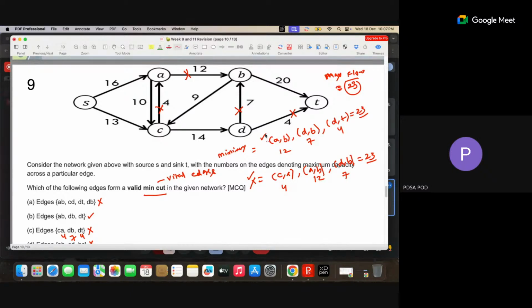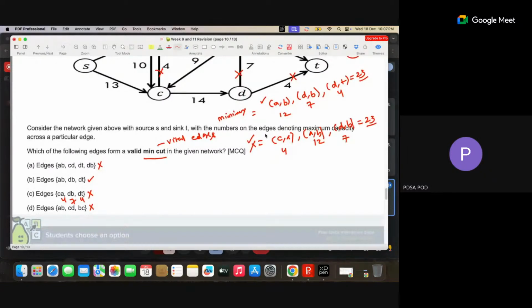Clear? But here are straightforward options. If they want to confuse you, they can put another option, this option also. If you put this option, somebody might choose this one, somebody might choose this one. Whoever chose this option, this is wrong. Whoever chose this option is right, because even if I use it, this minimum cut is this, still the flow 4 is allowed. Still the 4 flow is allowed.